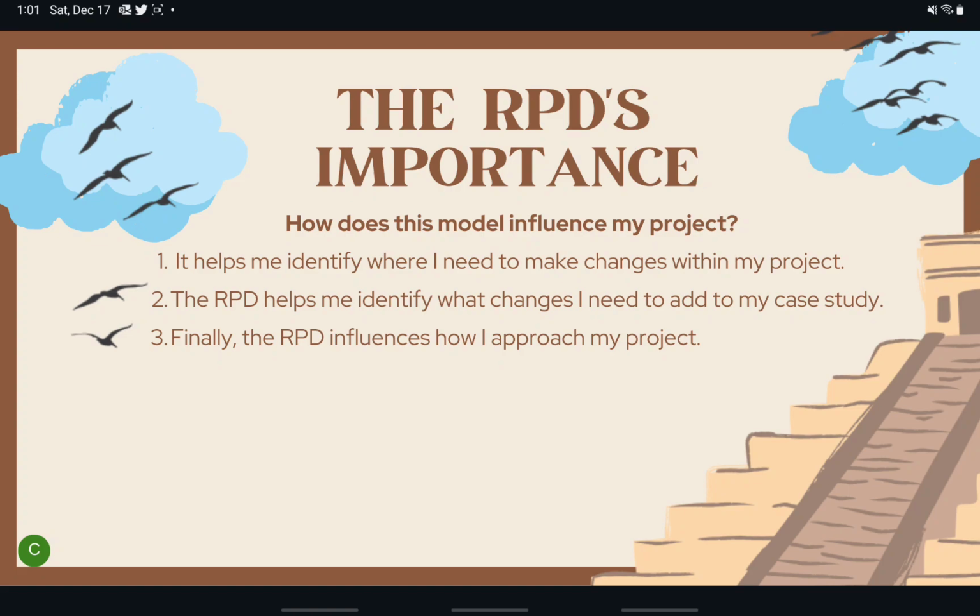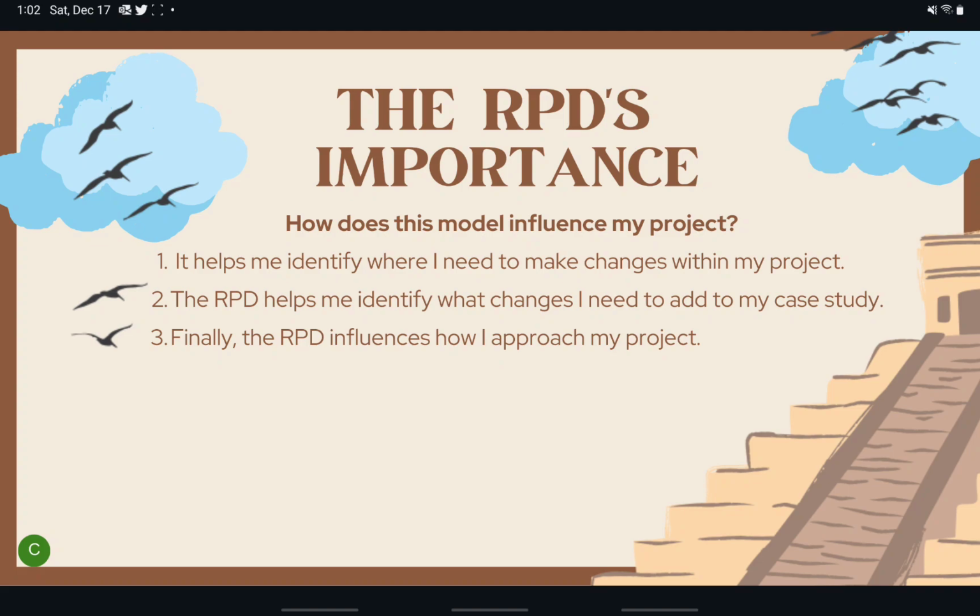2. The RPD helps me identify what changes I need to add to my case study. Again, as I walk through the model, my thought process helps me map out the factors influencing my ultimate goal. For example, I must acknowledge the disparities in social infrastructures to improve ULI conditions. This leads me to examine the health of the community. Prior to the model's construction, my project didn't particularly focus on the determinants of health.